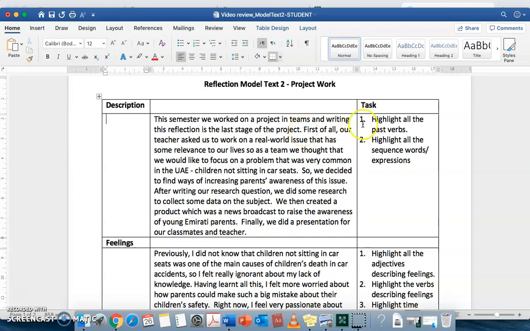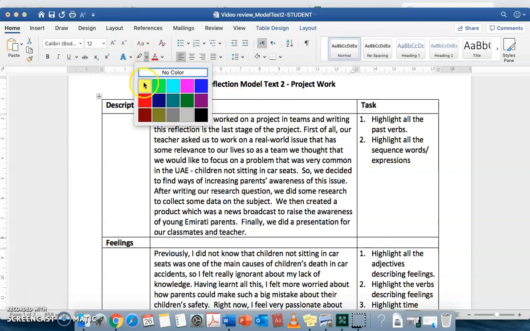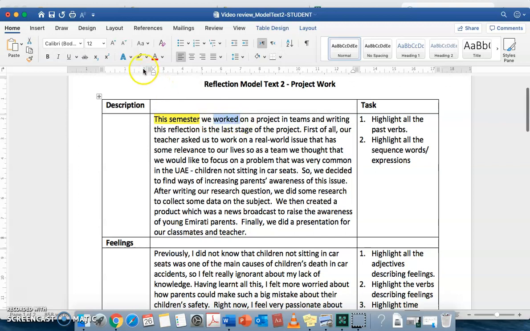So let's have a look for our past simple verb first. First of all, we have the time phrase or sequencing word. Well, we may as well highlight that because that's the first thing that we can see. Then we have the subject we, and you know that after the subject we have our verb. This verb is in the past simple because it has the ed ending.